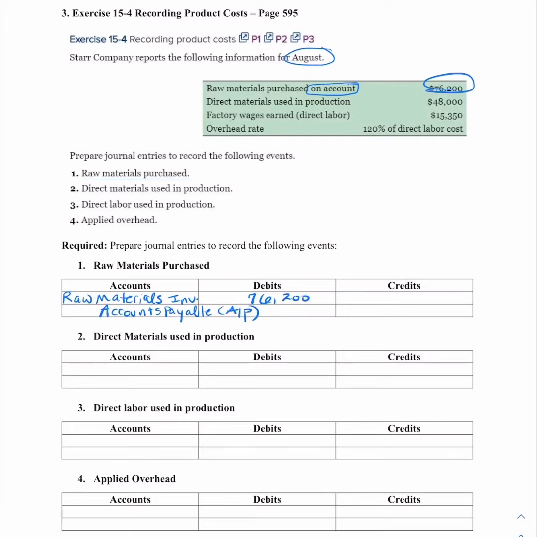From this point on, I'm just going to credit AP for accounts payable, and I'm not going to actually write it out. But I wanted to at least write it the first time, just so we could establish that. So once again, our credit, $76,200.